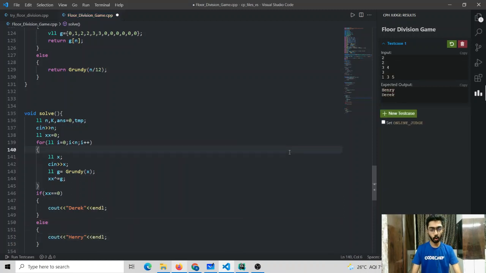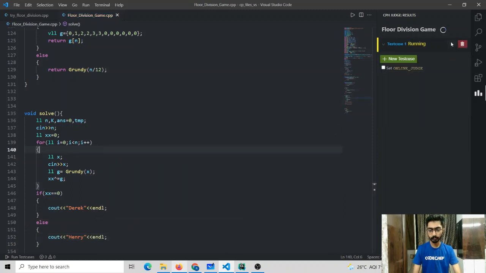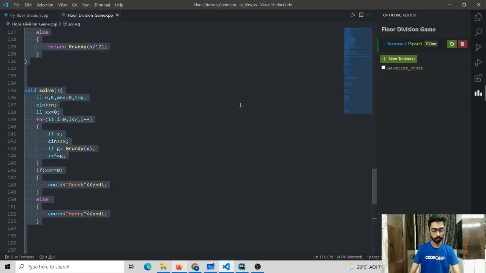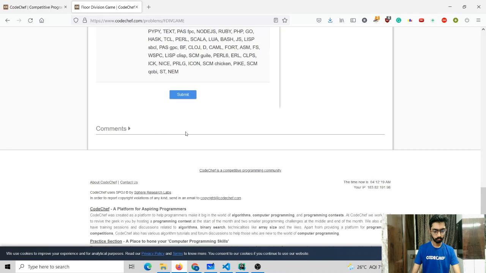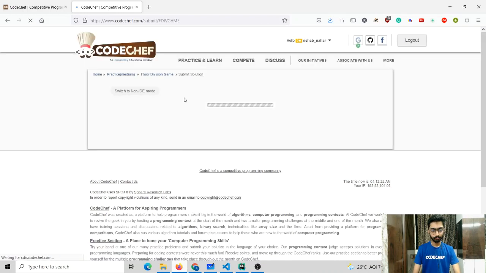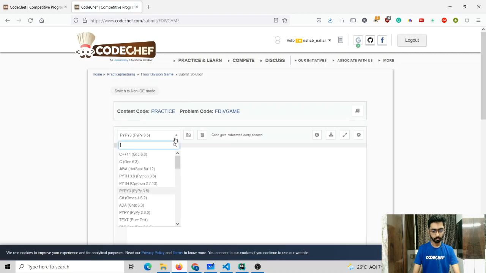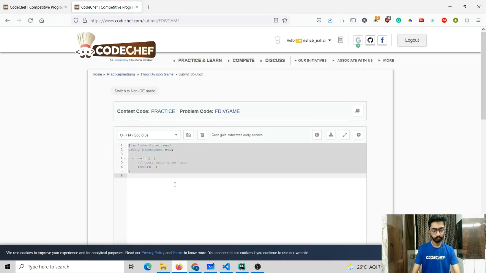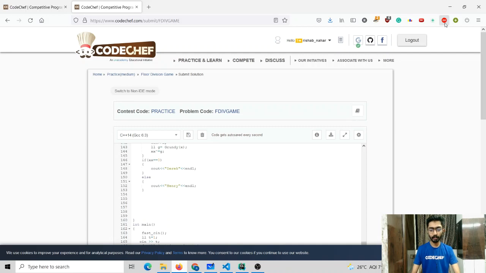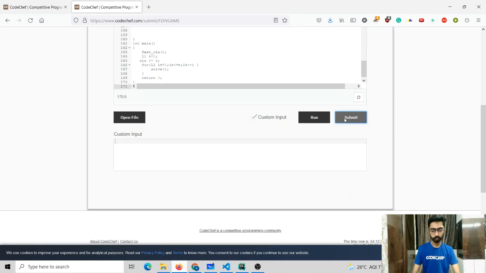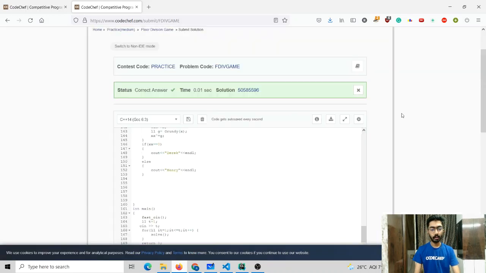Let us try to run our solution on the sample cases. We can see that our solution has passed the sample cases. Now we will try to submit our code. Now we need to wait for the result. We can see that our solution has got accepted.